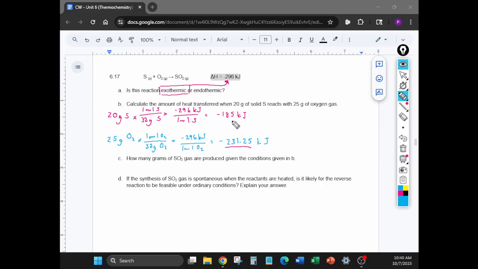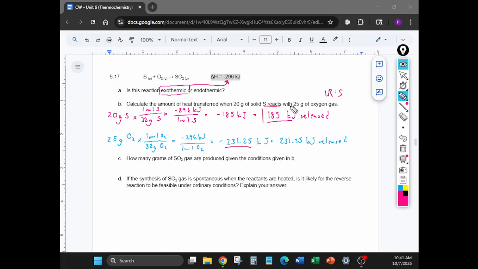And so it might be really easy to say, oh, oxygen is our limiting reagent. However, let's talk about what the negative sign means. The negative sign means released, right? So 185 kilojoules are released if we run the reaction with sulfur, and 231.25 kilojoules are released if we start with O2. Okay, makes sense? That's what the negative sign means. So if we look at it from this perspective, which compound makes less energy? Yes, sulfur makes less energy, and so the limiting reagent here is actually going to be sulfur.